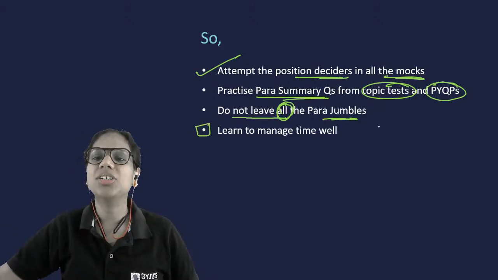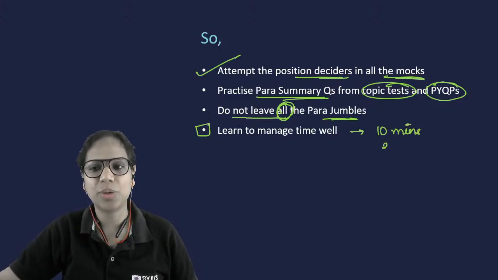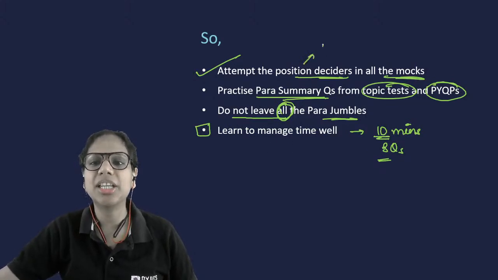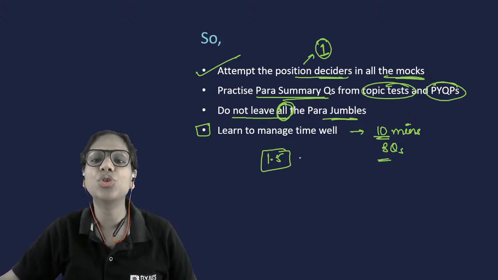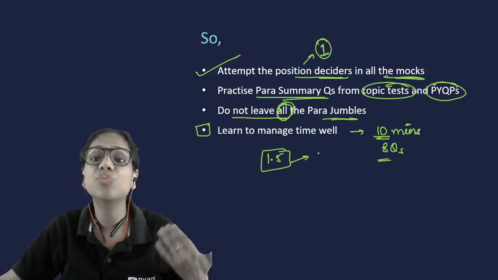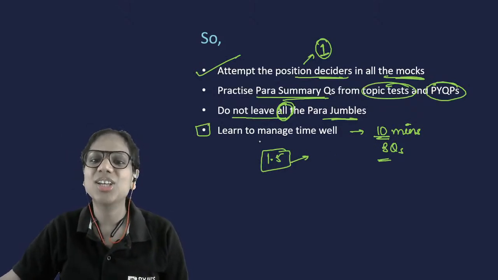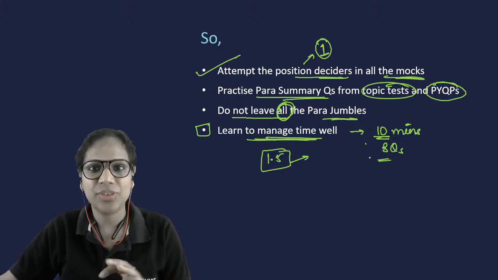Another thing that you need to learn is how to manage time well. You get approximately 10 minutes for these 8 questions. So learn to manage your time in such a way that, let's say the easy ones are taking you about 1 minute, so that you have about 1.5 minutes to devote to questions such as para jumbles, or if a para summary is more difficult for you, then for that. Right? So learn to manage time well. Practice these questions within a time constraint.